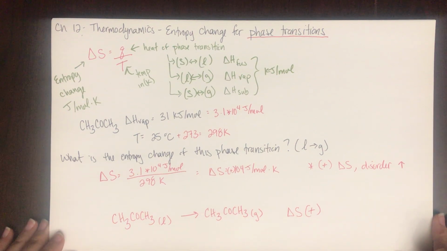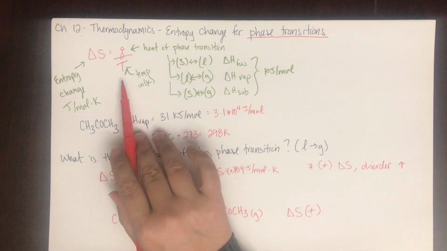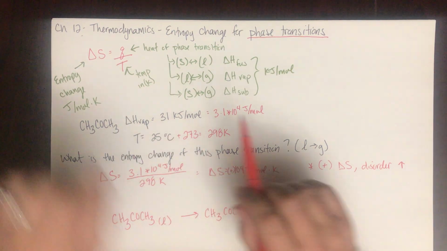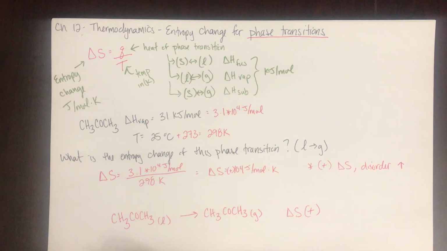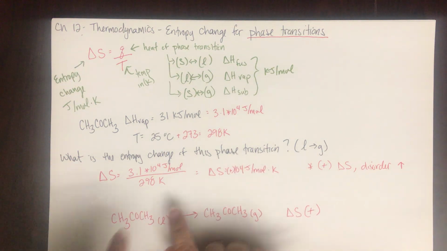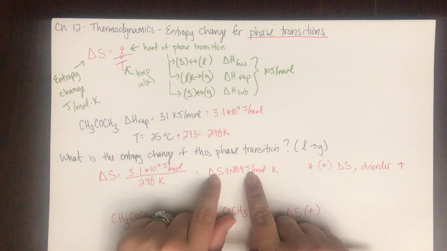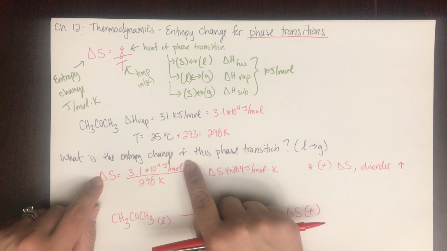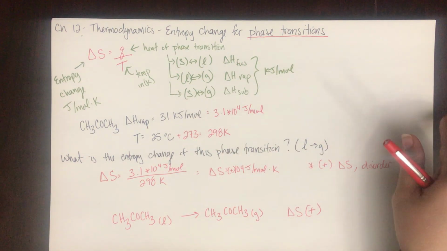So I'm just going to tell you that there will be some questions probably on the SmartWorks homework and on the exam where you're going to be asked to solve for either the boiling point or the melting point when you're given the entropy change and you're given the heat of the phase transition. So for example, if I told you, it would look like this. If I said the entropy change of the vaporization of acetone is 104 joules per mole Kelvin, and the heat of vaporization is 31 kilojoules per mole, what is the boiling point of acetone?